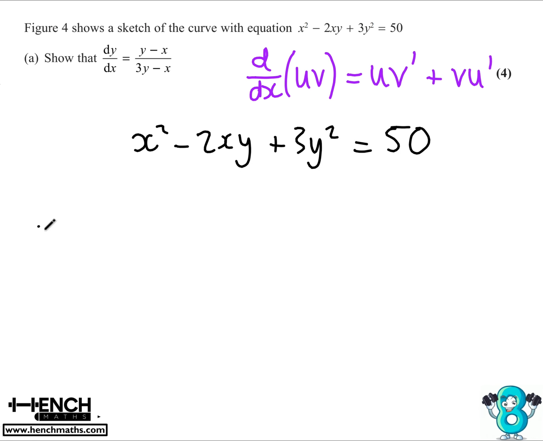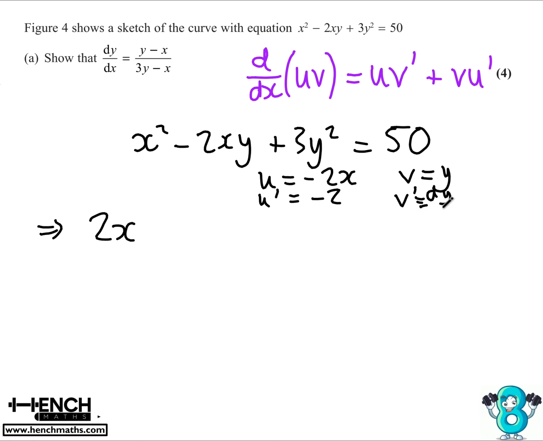So let's differentiate this. x squared will become 2x. And then we've got our first issue, this negative 2xy. So I'm going to use the product rule, which we've got written above. I'm going to label u to be negative 2x, and v to be y. So u dash is going to be negative 2. And v dash, if you differentiate y, you get dy by dx, the derivative of y with respect to x.